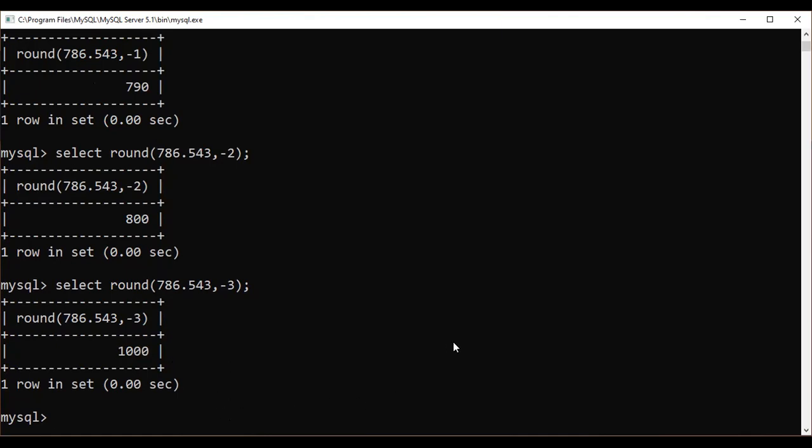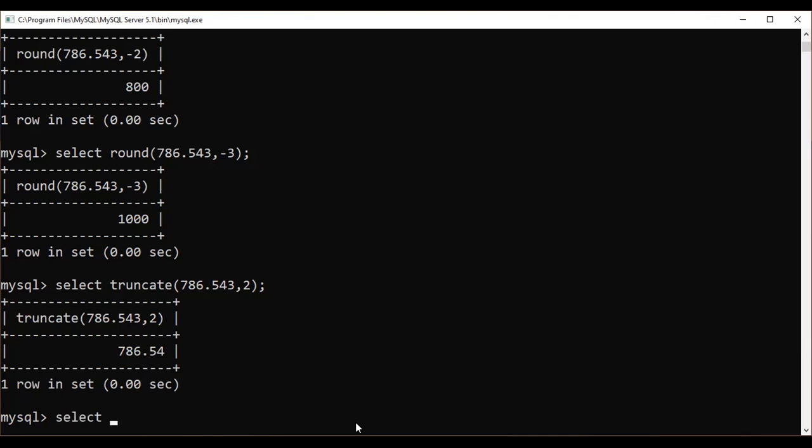Now coming to the truncate function, select truncate 786.543, 2. But truncate will simply truncate the remaining values. It will not check whether it is greater than or equal to 5. You needed 2 decimal places, so till 54 is necessary. It will simply skip the 3 and you will get the output as 786.54.